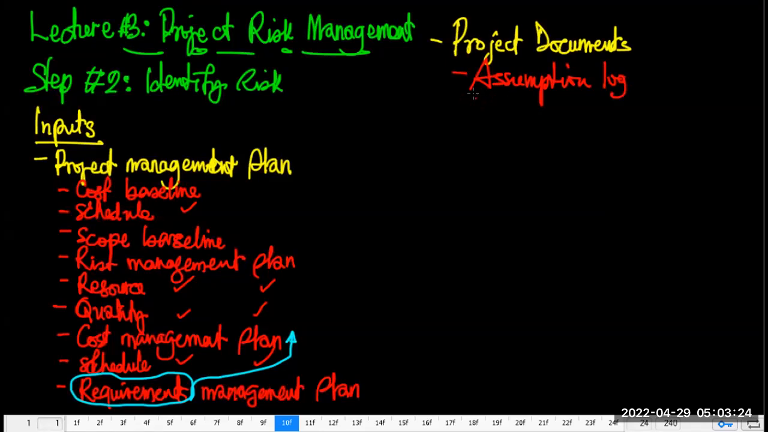Remember, at some point, we indicated the assumptions and constraints. Now, that was also part of the charter, I think, right? But you should have a separate document where you have outlined the various assumptions and constraints. And that document is referred to as the assumption log.